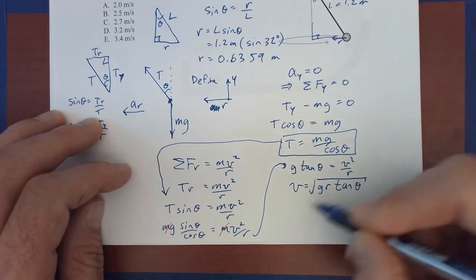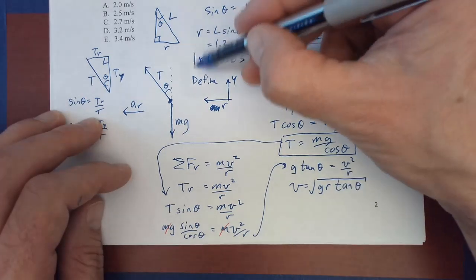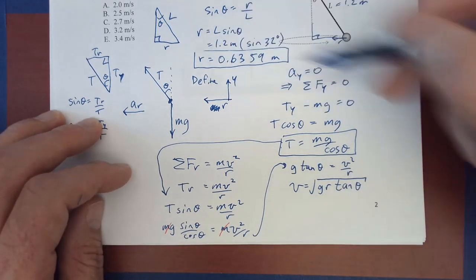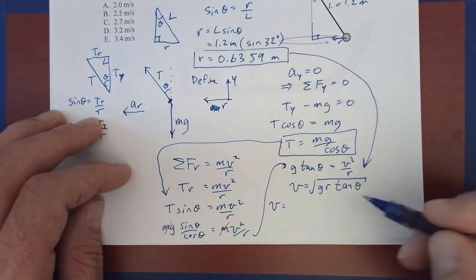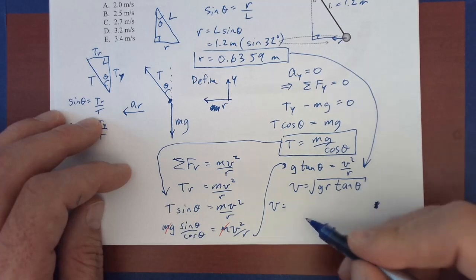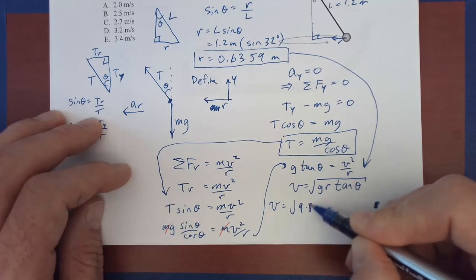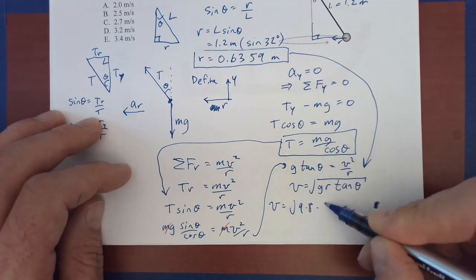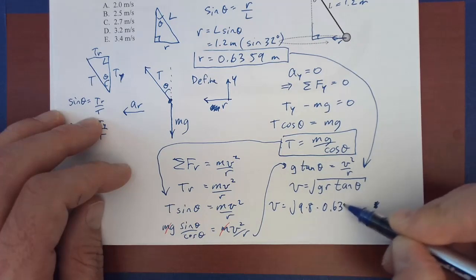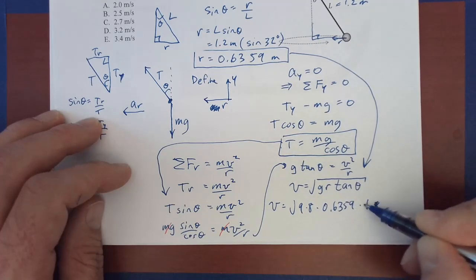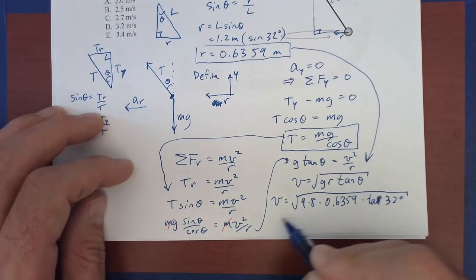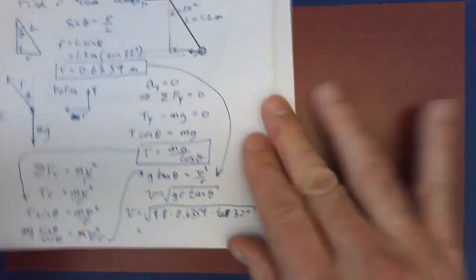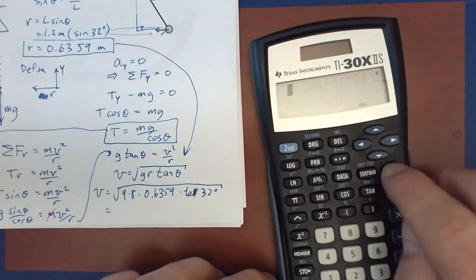And I think we know all these numbers now because we worked out r. Remember I told you r was going to be important? I think you need that down here. So v is equal to the square root of 9.8 times 0.6359 times the tangent of 32 degrees. Okay, so gotta find that.